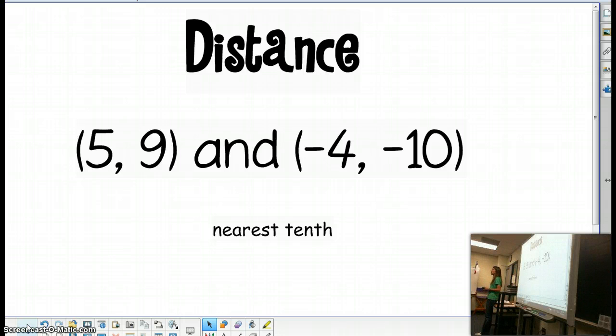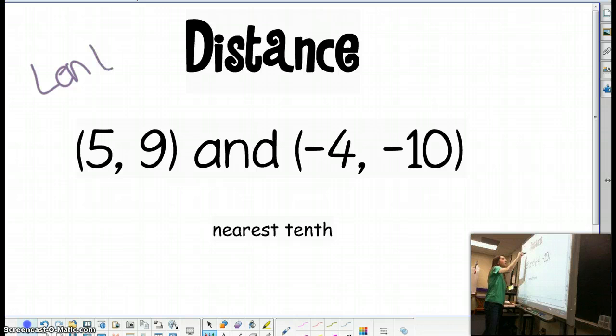It is on your formula chart. Draw the skeleton. Distance is also sometimes called length, just to let you know. You might see the word length instead on your test.